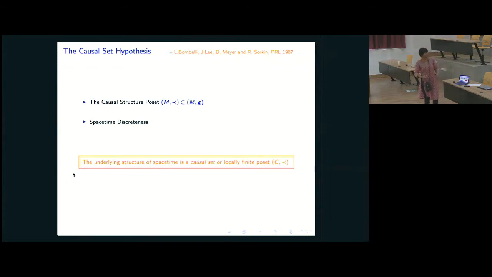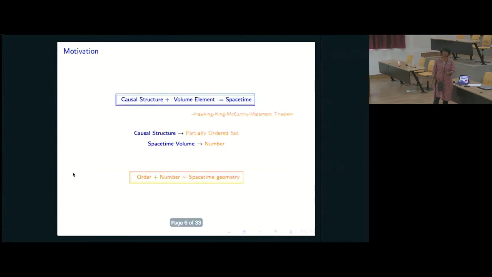So we can start with this continuum, we look for this underlying structure, and we throw away everything else. And we put in this new ingredient, which is that of spacetime discreteness. Where does this come from? Where is this motivated from? It comes from a very deep theorem due to Hawking, King, McCarthy, and Malament, which says that this causal structure poset is in fact extremely rich.